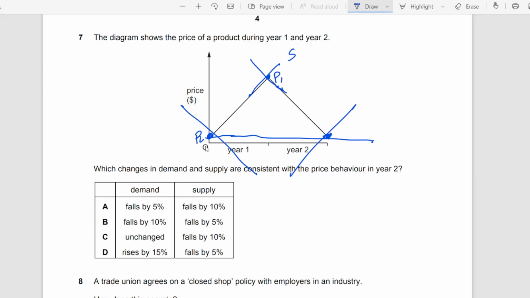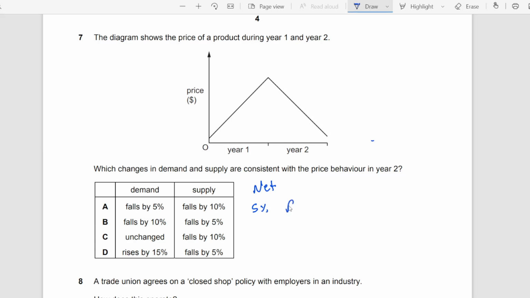In option A, demand falls by 5% and supply falls by 10%. So what happens when demand falls by 5% and supply falls by 10%? If supply is falling by more than demand, then overall the price cannot go down. Let me just erase this because this will confuse you guys. Let's just look at the options, I think that's way simpler for you to understand. Demand falls by 5%, supply falls by 10%. So in net, there's a 5% fall in supply.